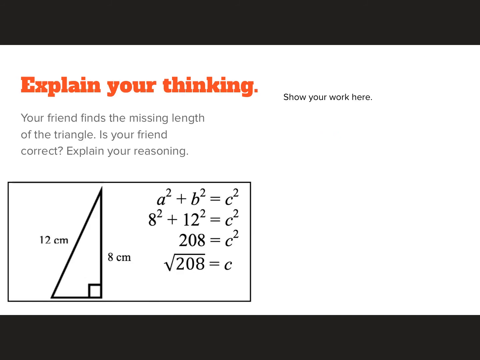Okay, so your friend finds the missing length of the triangle. Is your friend correct? Explain your reasoning. Here's the triangle my friend found. We have a squared plus b squared equals c squared. So they did 8 squared plus 12 squared equals c squared. 8 squared was 64, 12 squared was 144, so they got 208 equals c squared. Then they took the square root, so they said c is the square root of 208. Pause this and think about that for a second.